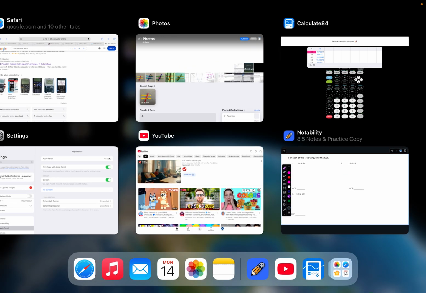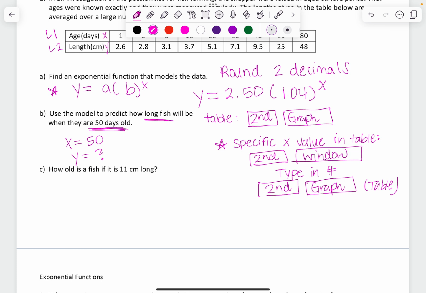So my answer is going to be y equals 17.67. Oh, sorry, I typed in the wrong numbers. 17.767, blah, blah, blah. But I'm going to round to 2 decimals. So 17.77. And this is in centimeters.